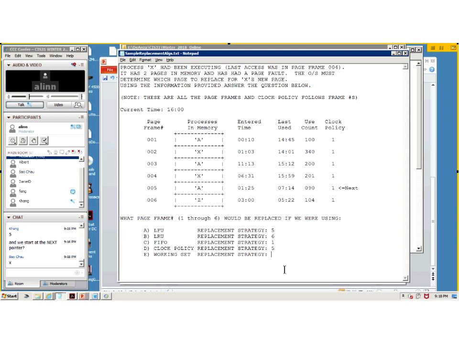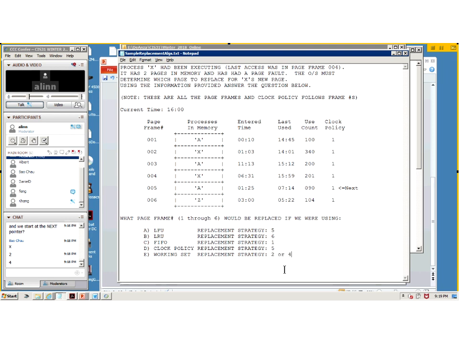X. Okay. How many pages does X have? Okay. What page was it executing in when it got the fault? Previous to the fault, it says the last access was in page frame what? Right. So would you replace 4 since that was the last access? Or would you replace 2?